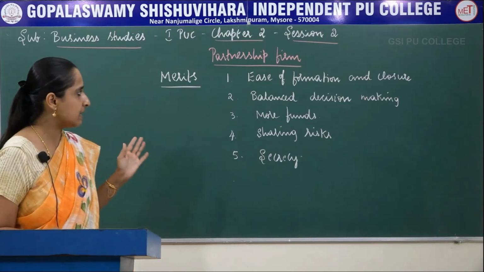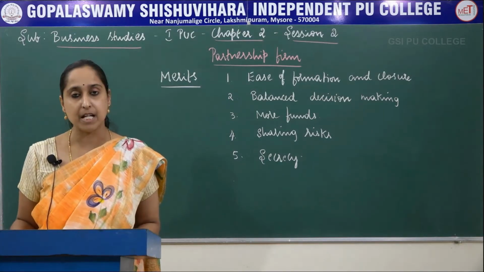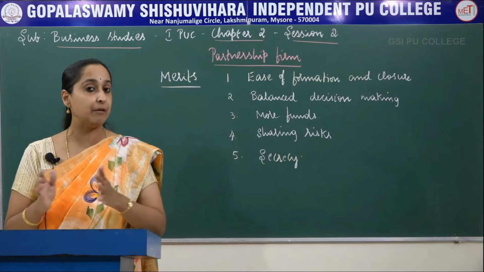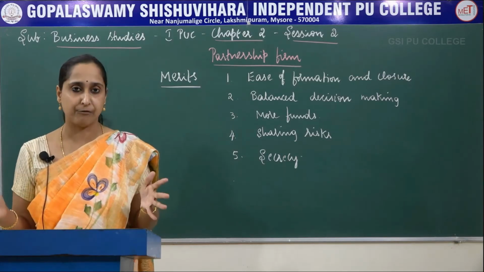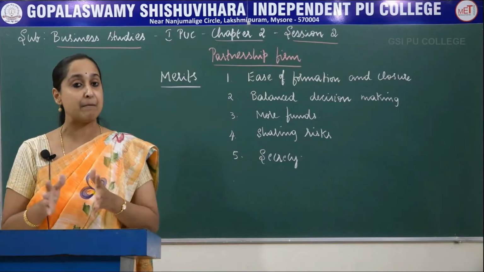Next is balanced decision making. Balanced decision making means in a partnership firm, there will be 2 or more partners, so they can distribute the work of the firm among themselves.